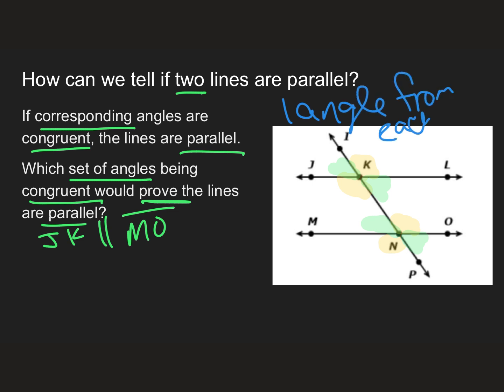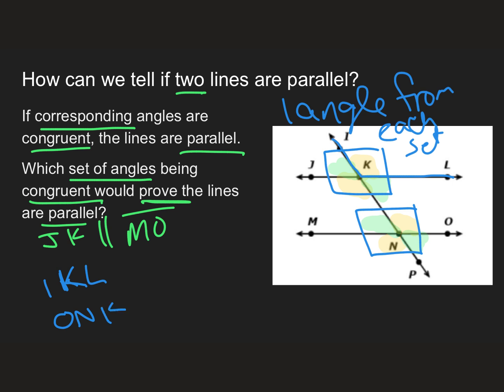So we talked about these sort of as sets, right? So we've got this set of angles right here on this line, and this set of angles on this line. So I need one angle from each set. So I could say that angle IKL, that's that angle, and angle ONK, which is this angle, ONK. If those two angles are congruent, then I know the lines are parallel.